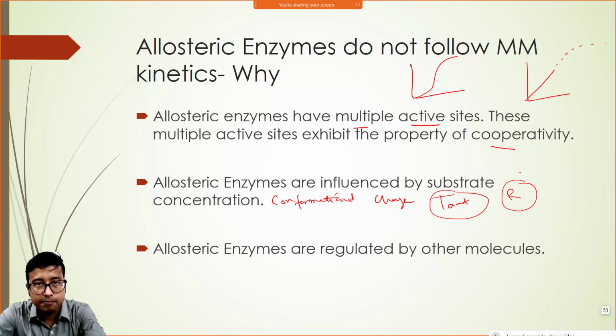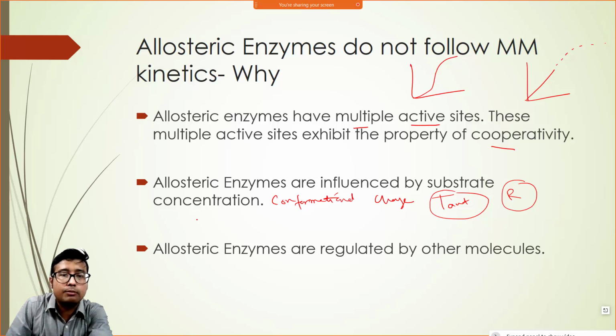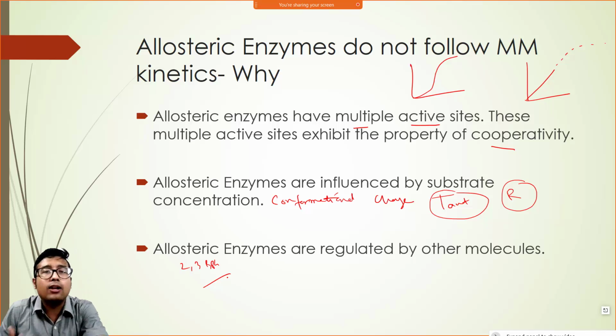And lastly, allosteric enzymes are regulated by other molecules as well. For example, 2,3-BPG. There are multiple allosteric enzymes in glycolysis, Krebs cycle. You have already read about that, right? And you have already read how 2,3-BPG can influence the rate of glycolysis.